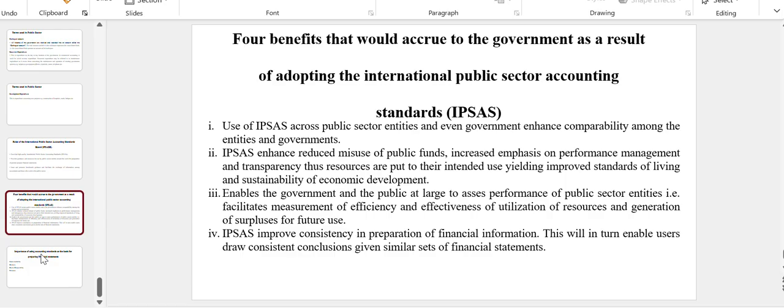Number two, of course, the most obvious one and very important, it enhances reduced misuse of public funds.